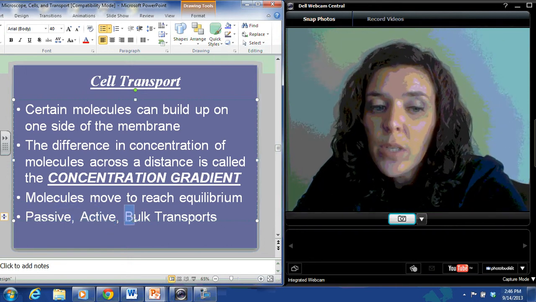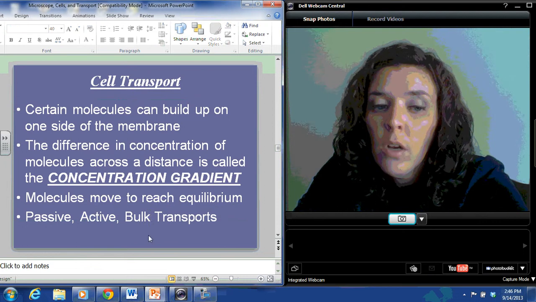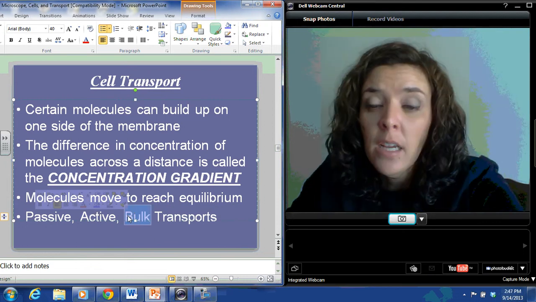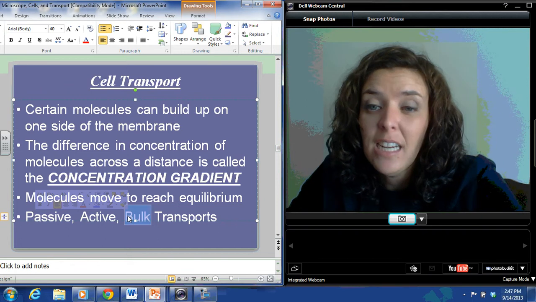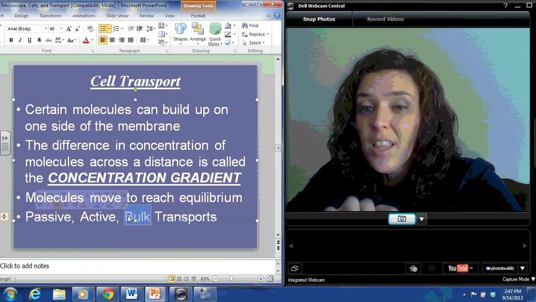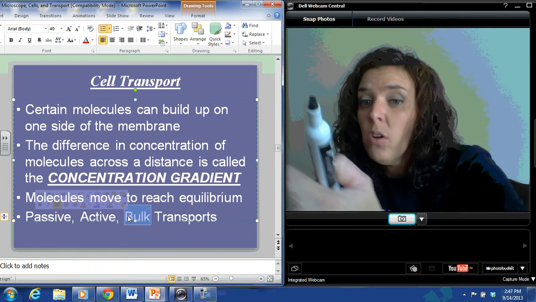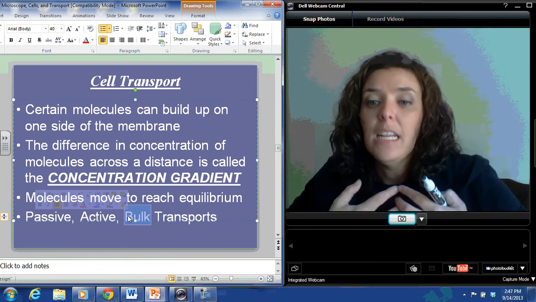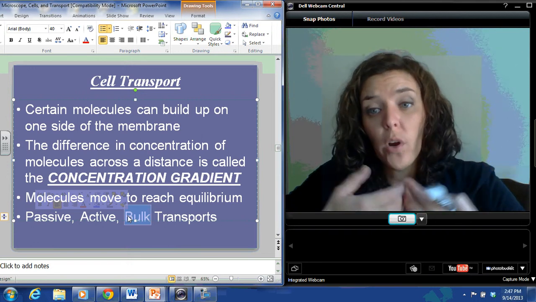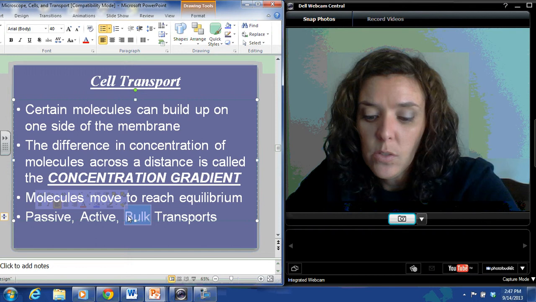And then the last one is bulk transport. Well, bulk should remind you of something that's kind of big and heavy. Okay, so what happens here is that instead of the molecules just transferring straight across the membrane, the membrane actually surrounds material and brings it into the cell. Okay, so big things come in like that or exit like that as well.